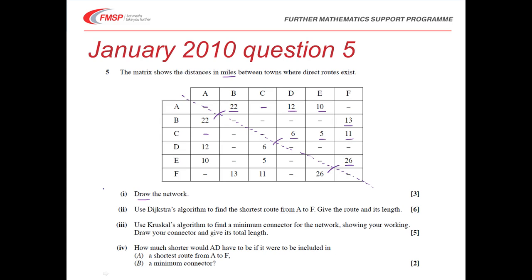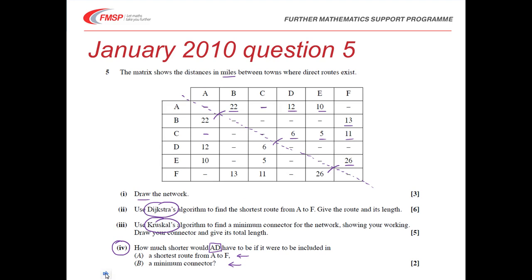Let's just have an overview of the question then. Firstly, we're going to draw the network, and then use Dijkstra's algorithm to find the shortest route from A to F. Then, in the third part of the question, we're going to use Kruskal's algorithm to find a minimum connector. And I just want you to notice part 4 here, because rather than leave it to the end, I'm going to consider this at the end of part 2 and at the end of part 3. Because the question is, how much shorter would AD have to be if it were to be included in your shortest route from part 2 and your minimum connector from part 3?